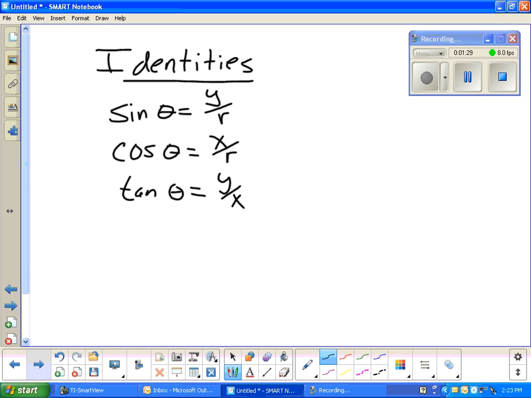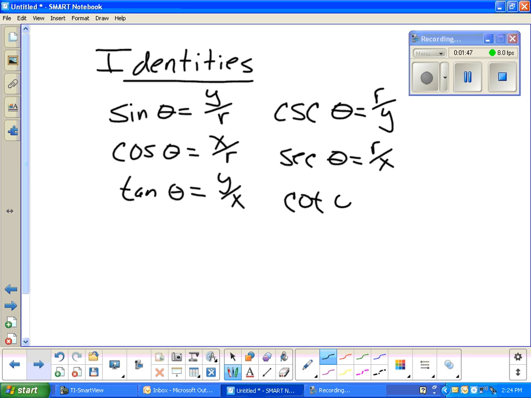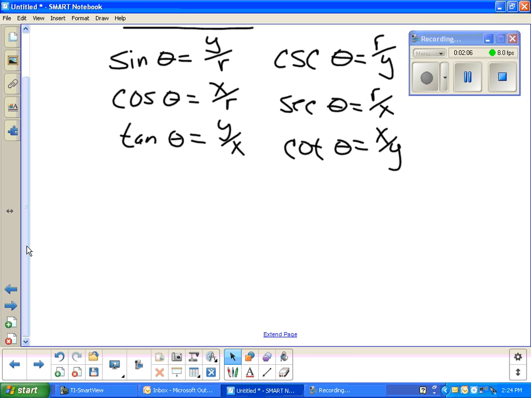And then we just defined the reciprocal functions, and we defined cosecant, abbreviated CSC, of theta as the inverse, or the reciprocal. It's r over y. We defined secant as r divided by x, and bless you, and cotangent as x over y. Okay? Any questions about those? So those are the basic definitions of the ratios that we were looking at.